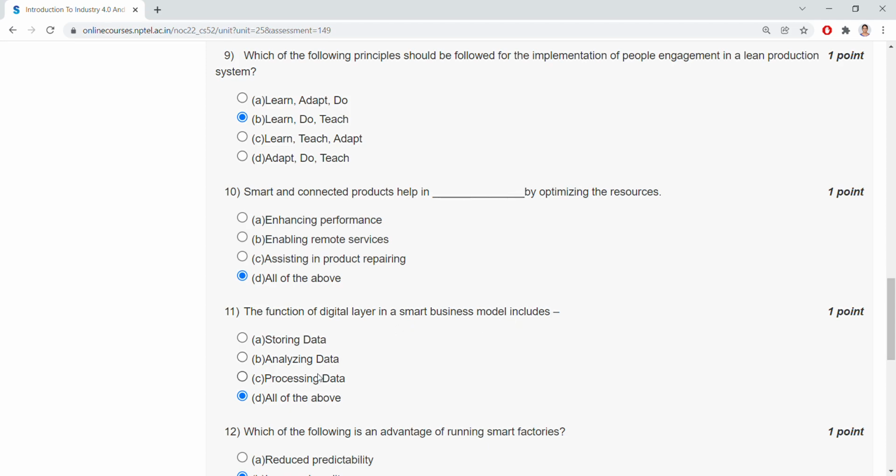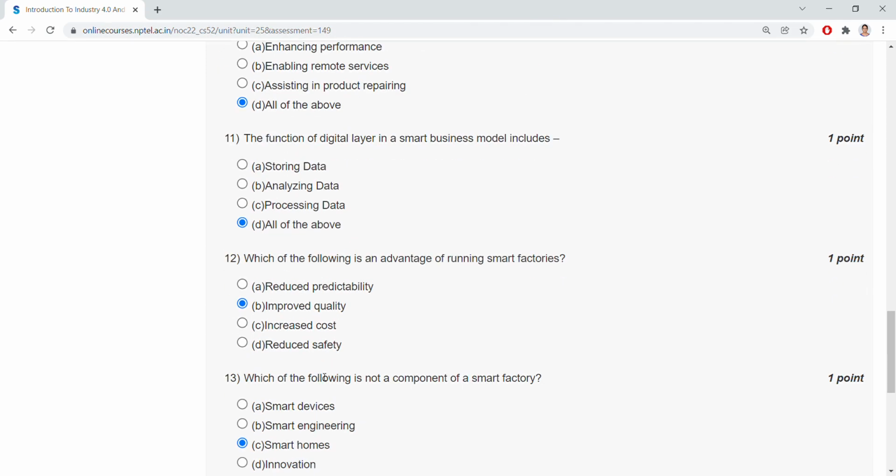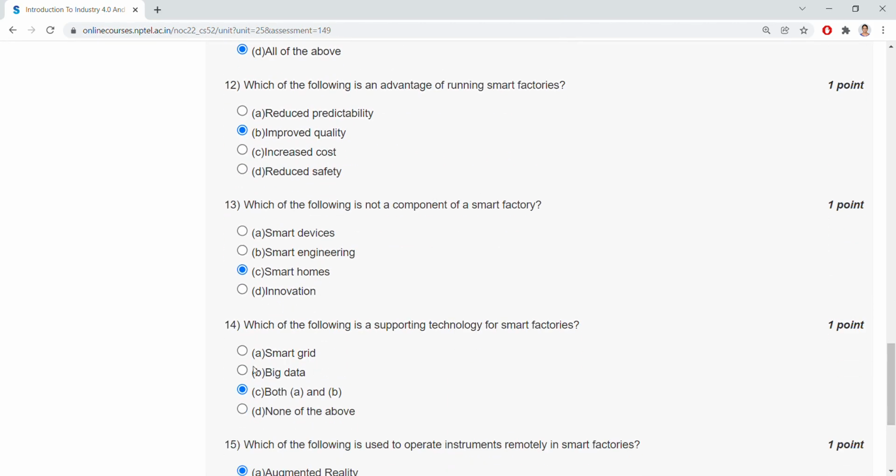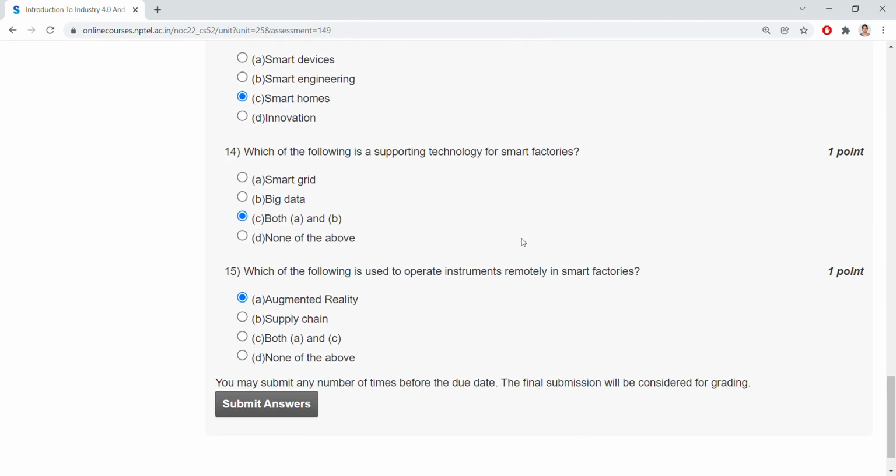Which of the following is an advantage of running smart factories? Improved quality. Which of the following is not a component of a smart factory? Smart homes. Which of the following is a supporting technology for smart factories? Smart grid, big data, both A and B. Which of the following is used to operate instruments remotely in smart factories? Augmented reality. Now you can submit your answers.